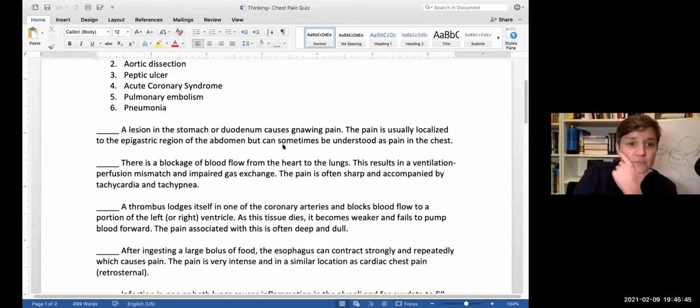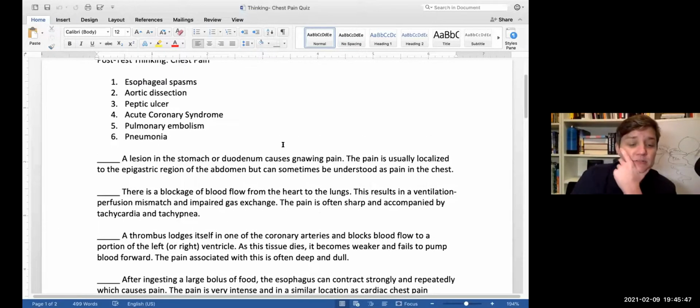The next one, a thrombus, which is a clot, lodges itself in one of the coronary arteries and blocks blood flow to a portion of the left or right ventricle. As the tissue dies, right, the heart tissue dies, it becomes weaker and fails to pump blood forward. The pain associated with this is often deep and dull.